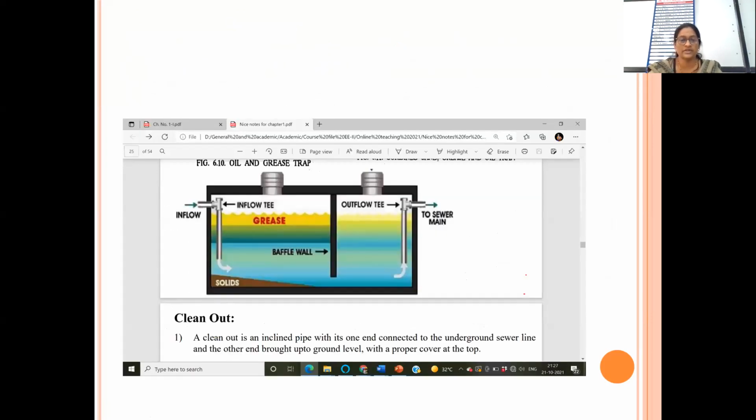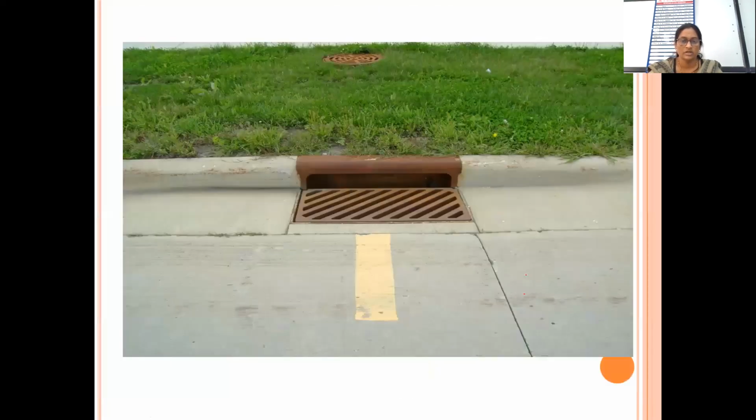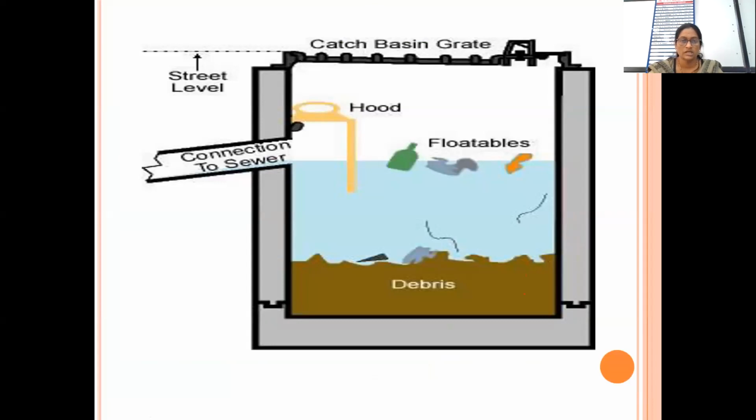So all these parts we have discussed. See this figure, catch basin. It can also be designed this way. Instead of here, you can increase the height of the outlet. That way also you can avoid this.